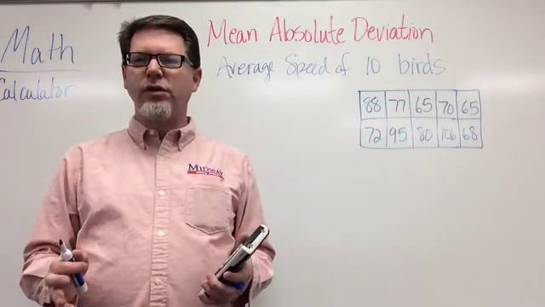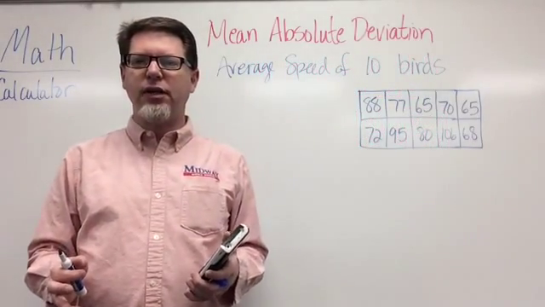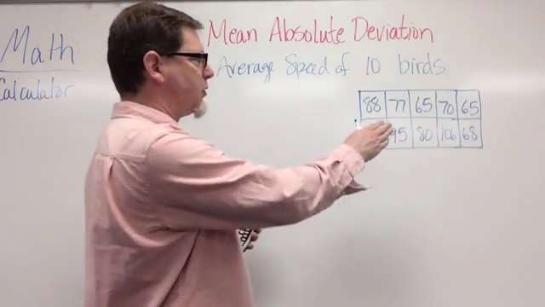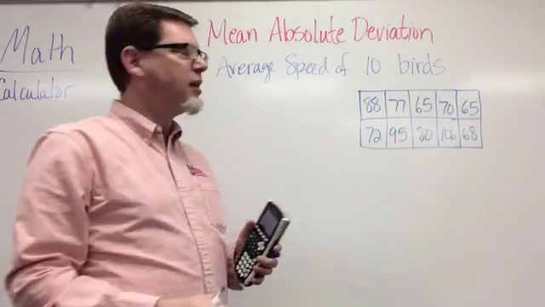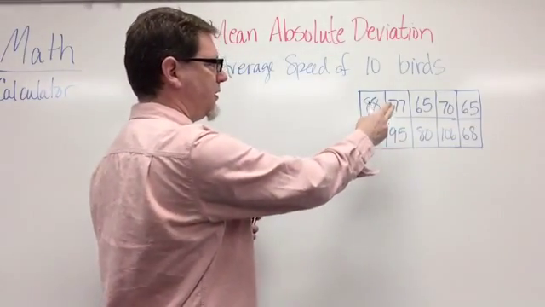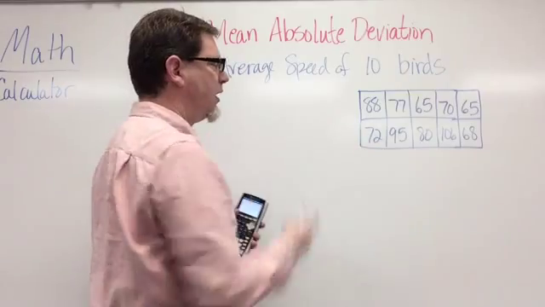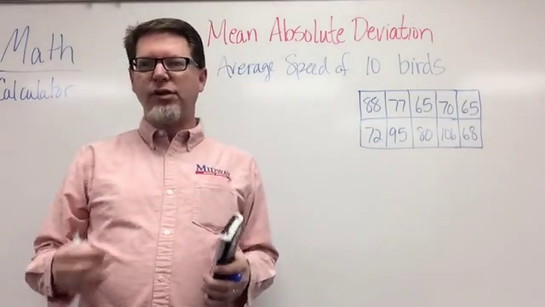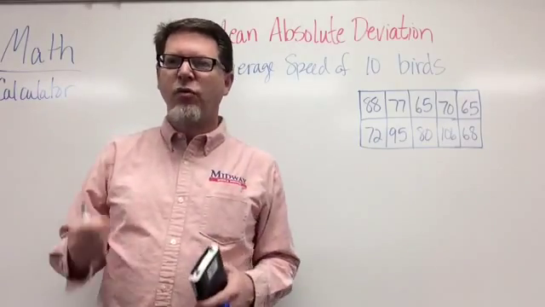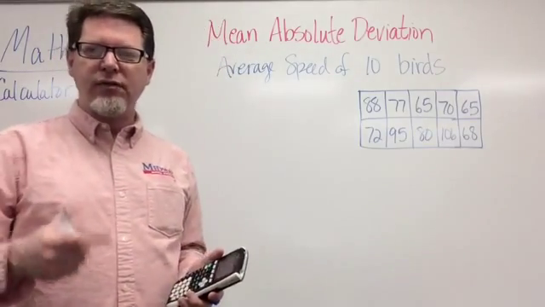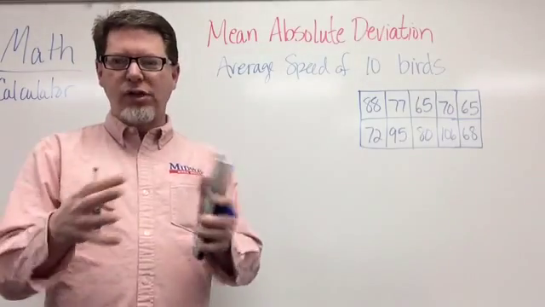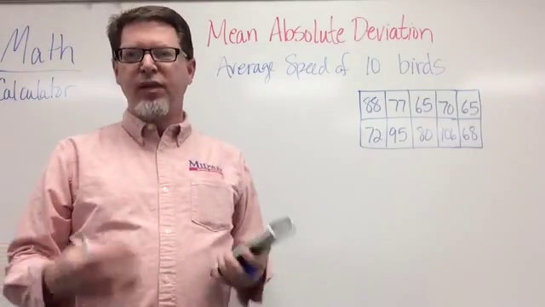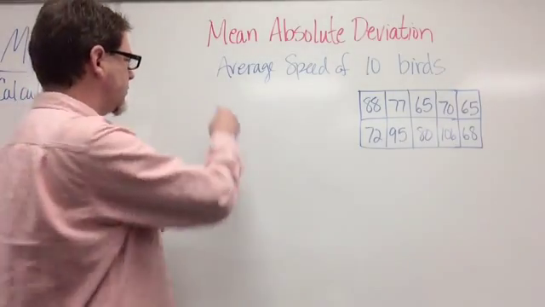The next example we're going to look at to find the mean absolute deviation is the average speed of 10 birds. So I have the speed in miles per hour of 10 different birds: 88, 77, 65, 70, 65, 72, 95, 80, 106, and 68. Again, those are the average speeds of 10 different birds. Well, what is the mean absolute deviation? How close are they to the average of all of those birds? So step 1 is to find the average, or the mean.